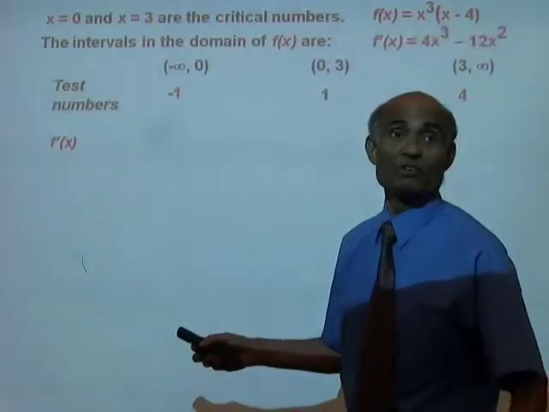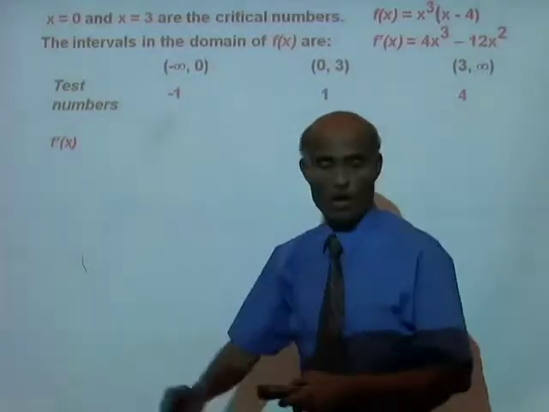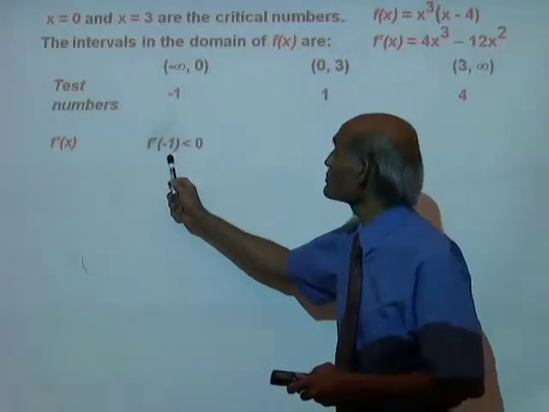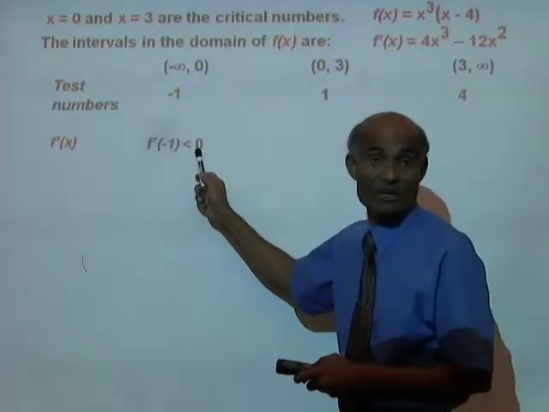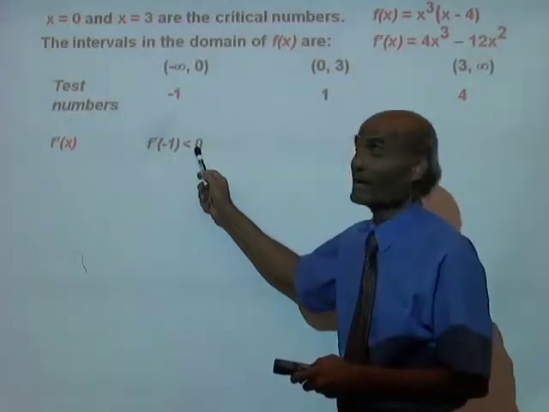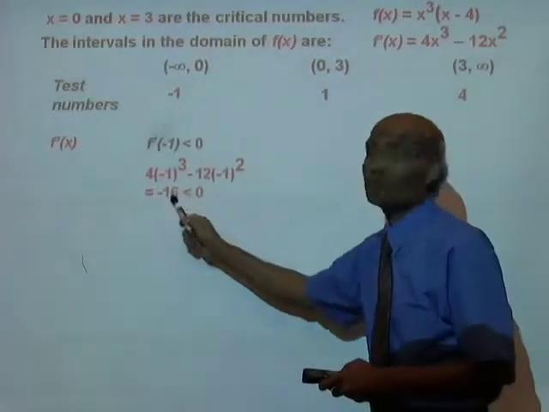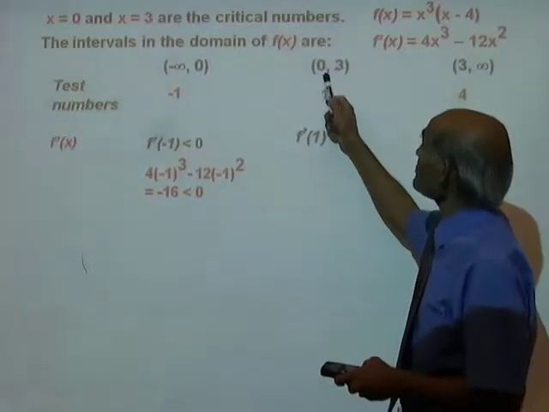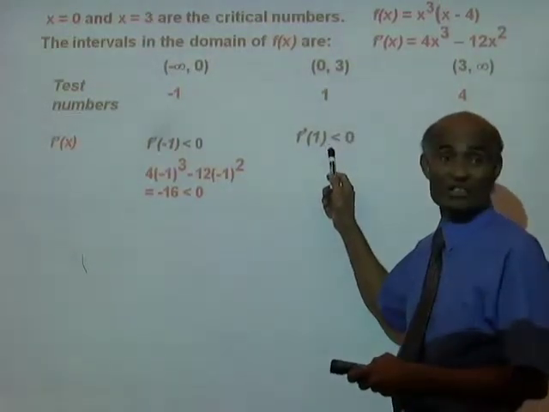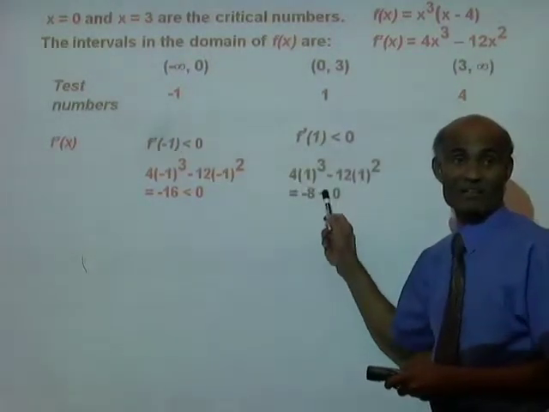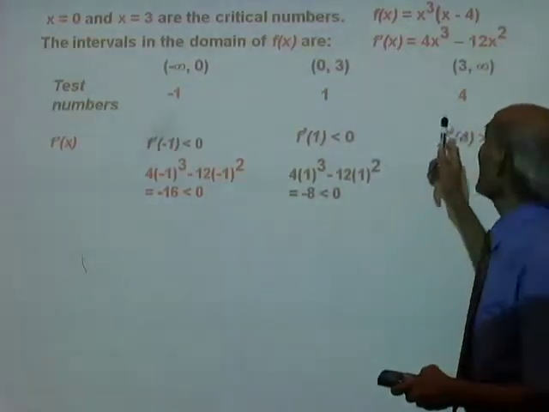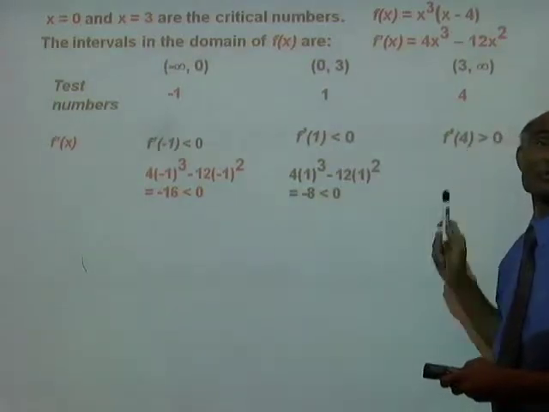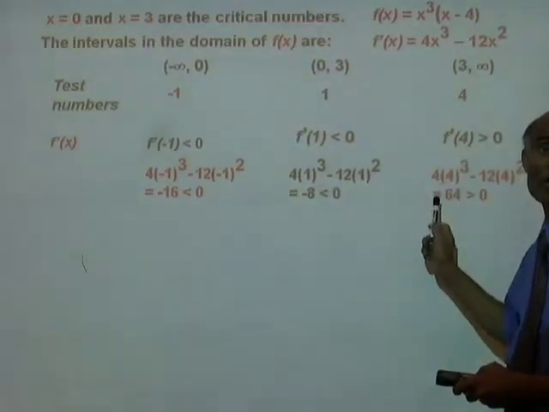So we now know that on the interval negative infinity to 0, the first derivative is negative. I hope you took note of that. And, well, I give you the calculation here. You don't need the calculation. And on the interval from 0 to 3, again it is negative. I gave you that calculation there. And on the interval 3 to infinity, the first derivative is positive.